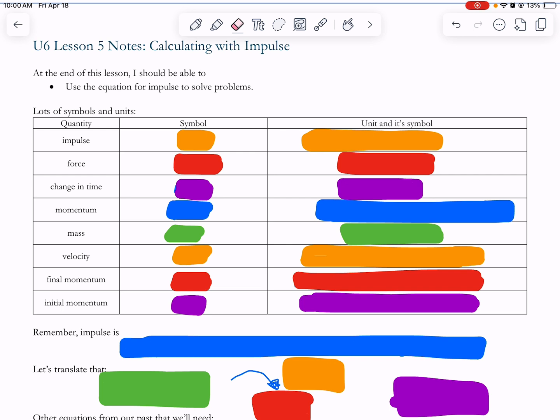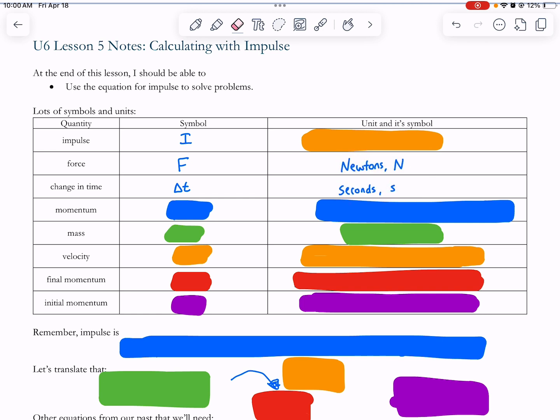Should be pretty easy. But the first thing we're going to do is review some letters that we already know and introduce a couple of new ones. In fact, the only new one is the one for impulse, which should make a little bit of sense because it's impulse. It's an I, okay? Now, impulse depends on force, which is an F, and the change in time, which is that little triangle, and T. And since force is measured in newtons and time is measured in seconds, then it shouldn't be too surprising that impulse is Newton seconds, which is an N with an S written next to it.